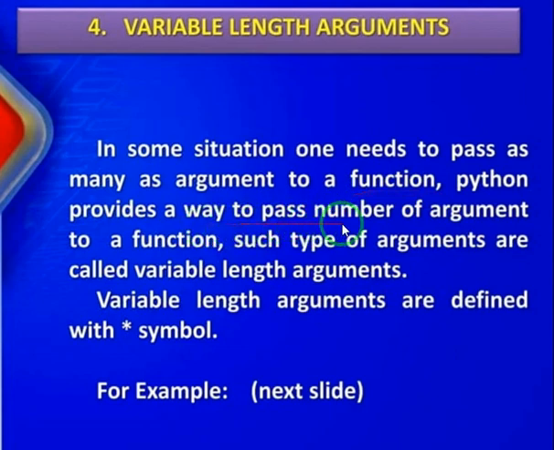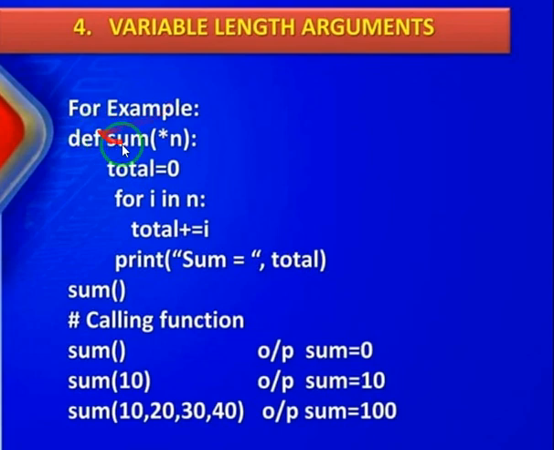So Python simply provides us a way to pass these number of arguments, and such arguments are called variable length arguments. Variable length arguments are defined with a star symbol, star args. I'm not sure if you've heard of it, but this is used for variable length arguments. So for example, def sums star n, total is equal to 0. For i in n, total plus equal to i, and we're simply printing the sum. So this takes as many arguments as you want and it just prints the sum.